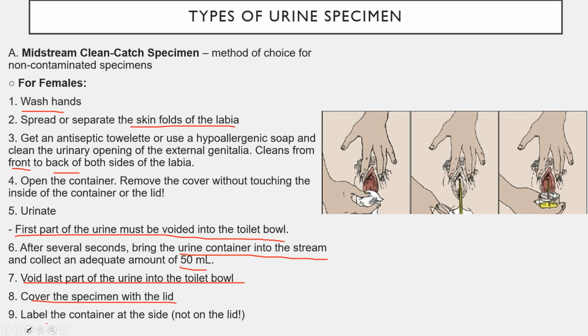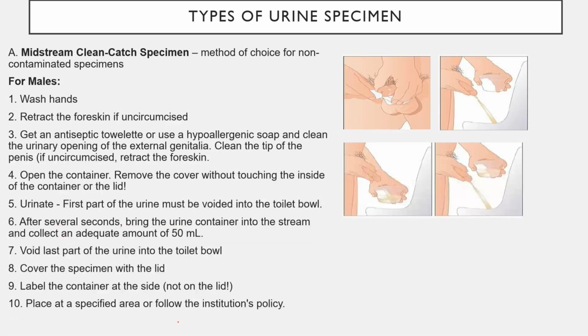Cover the specimen with the lid and label the container at the side and not on the lid. Now, for males, class, wash hands. Then, if you're uncircumcised, retract the foreskin. Most Filipinos are circumcised, so it won't be a problem. Then again, wash with soap or an antiseptic towelette. Clean the tip of the penis if uncircumcised. Retract the foreskin. Again, follow the procedure.